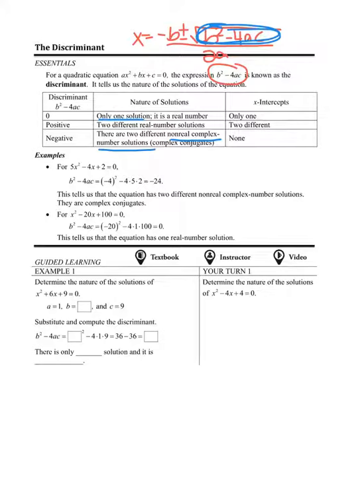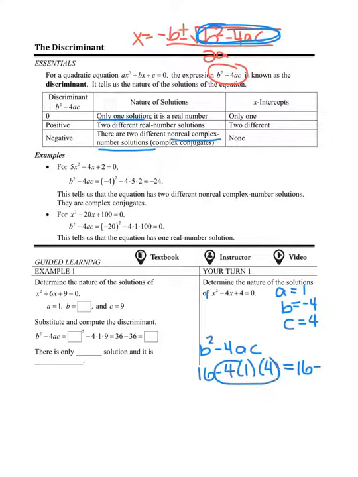So on your turn 1, determine the nature of the solutions of x squared minus 4x plus 4 equals 0. So a is 1, b is negative 4, c is 4. So the discriminant is b squared minus 4ac. So b is negative 4, so negative 4 squared is positive 16, minus 4 times 1 times 4, which is 16, so 16 minus 16 is 0. So it's going to be one solution, and it's going to be a real number.